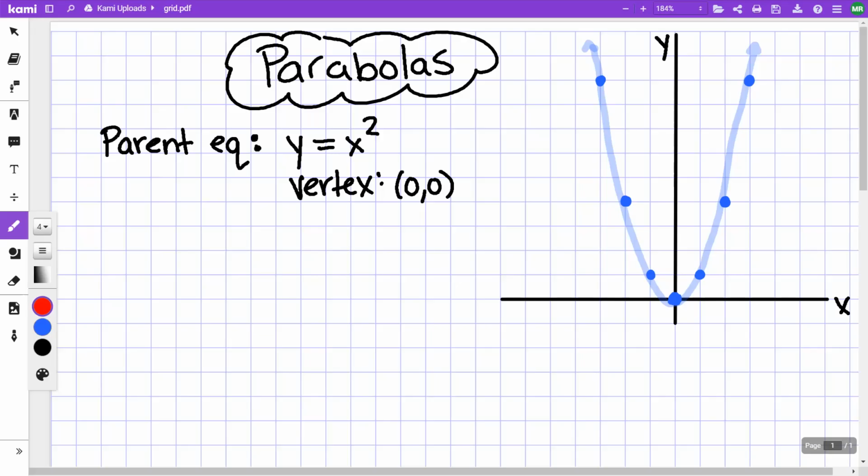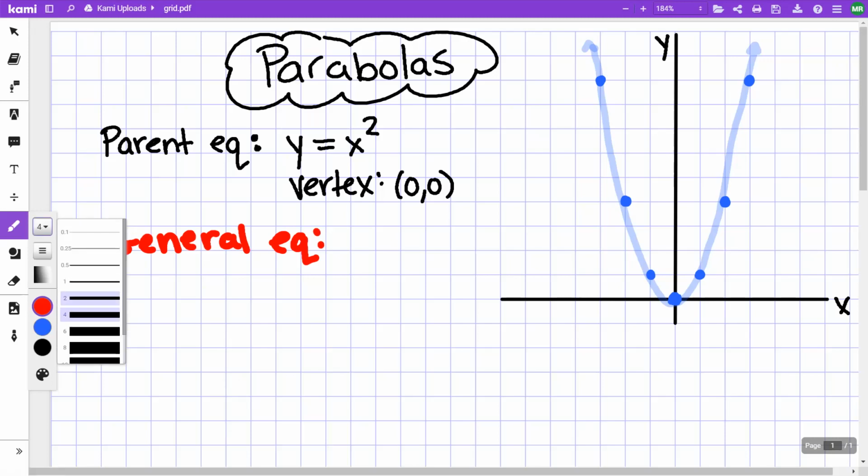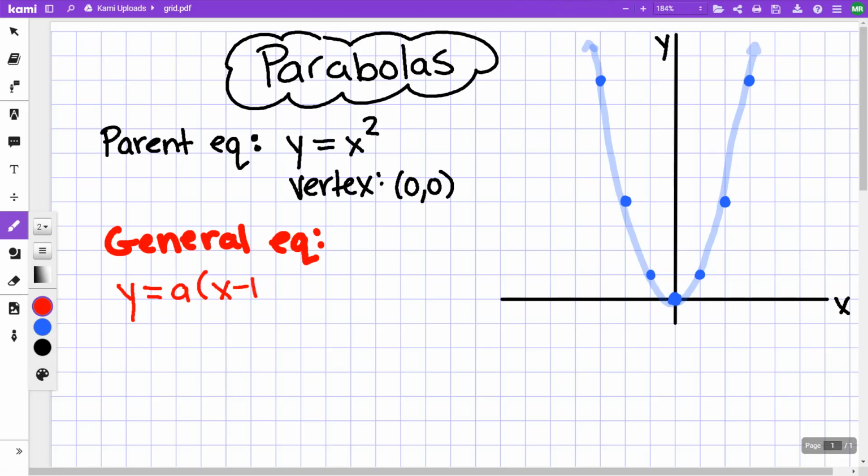So our general equation is going to be the following. And it's important that you understand how this moves because all of our graphs that we're going to be learning a lot, all move in a similar manner. So our general equation is going to be y equals a times the quantity x minus h squared plus k. That is your basic general equation of a parabola.